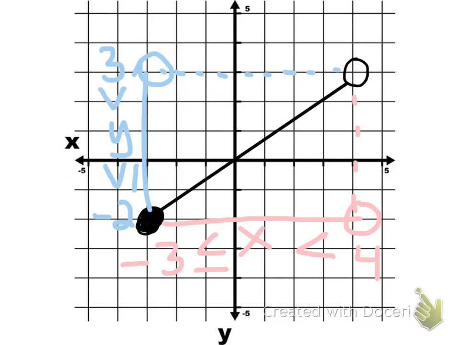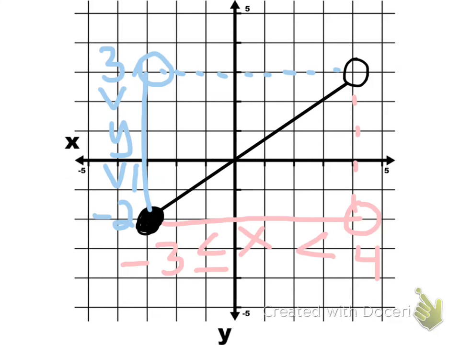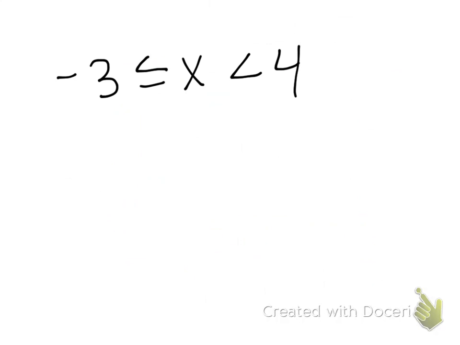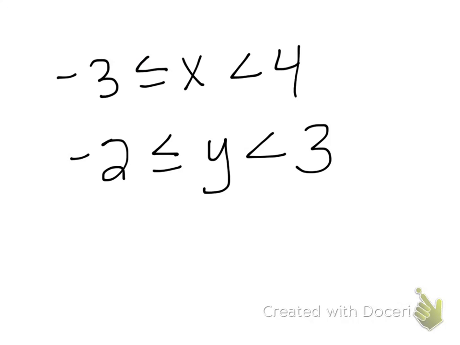So if I go to my next screen, I'll write it nice and neat for you in black. And we had -3 is less than or equal to x, which is less than 4 for our domain values. And -2 is less than or equal to y, which is less than 3 for our range values.